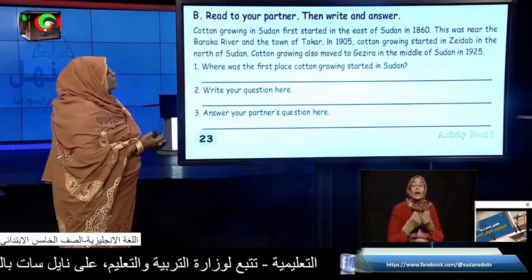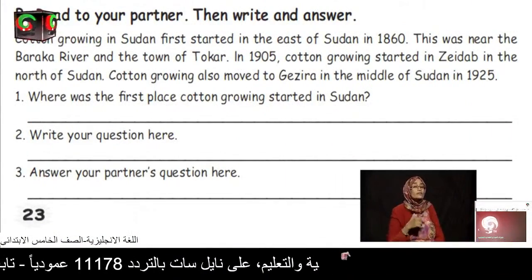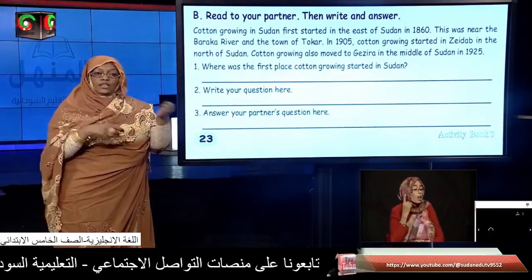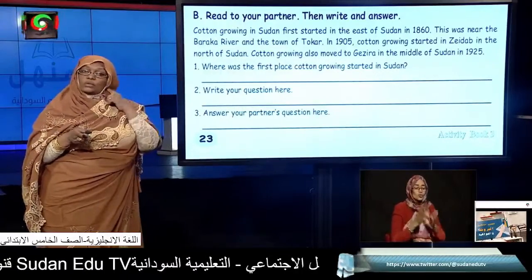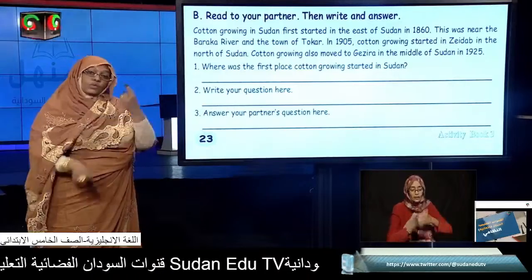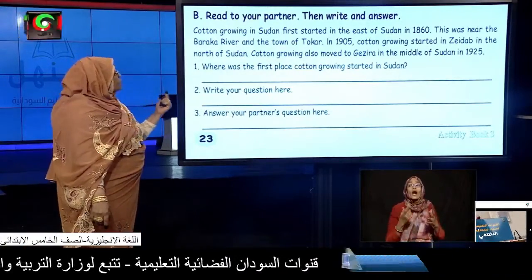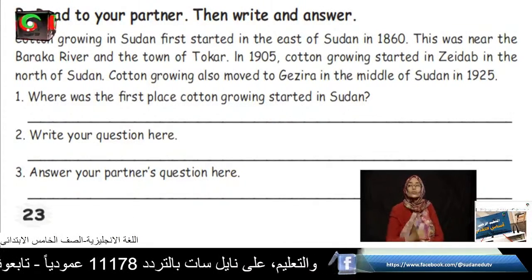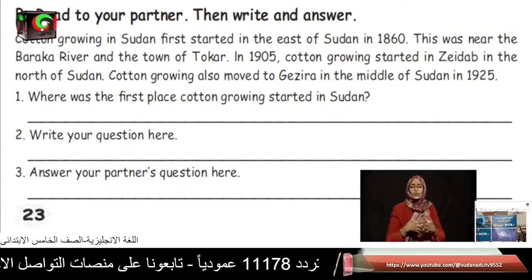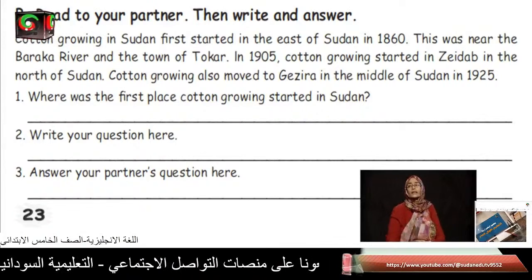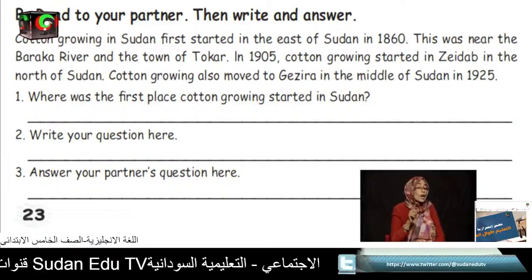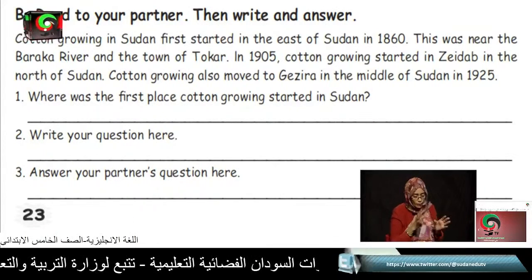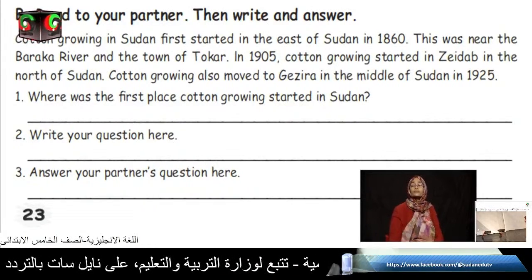Read to your partner, then write an answer. In this activity, you are going to work in pairs. Number 1 is going to read, and number 2 is going to listen. And then you change roles. 2 is going to read, and 1 is going to listen. After finishing reading together, you are going to read question 1. Where was the first place cotton growing started in Sudan? After finishing writing, you are going to read, and you think of any one of the sentences, and you make use of this sentence in order to write a question about this sentence. So it will be the answer of your question. You write your question here in number 2, and then you give your book to your partner. Your partner is going to read your question and then answer it here in 3. Okay? Now let us start together.